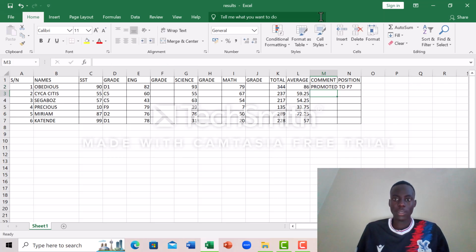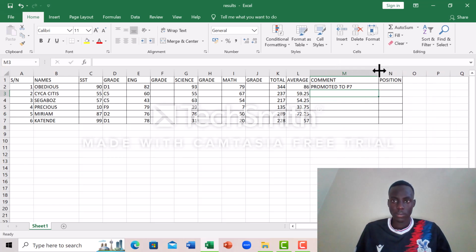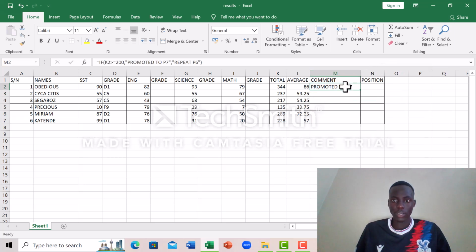Promoted to P7. Before we continue, we shall do the same for here. For purposes of not wasting time, we shall just highlight, and it brings down. That means we found out that everyone in the class was promoted apart from Precious, who repeated P6 with a very low average and a very low total, which was below 200. This is supposed to be marked out of 400, but since she didn't meet the average position, she has to repeat P6. So that's how they get the comment.